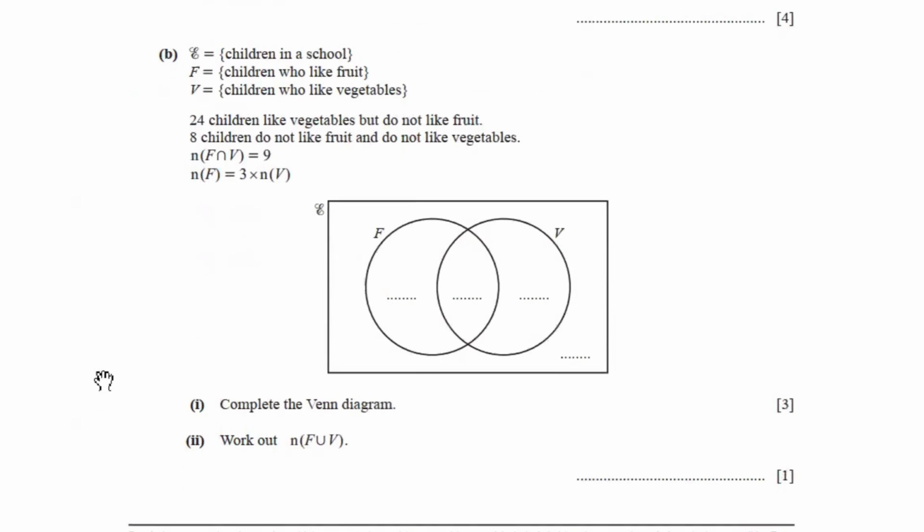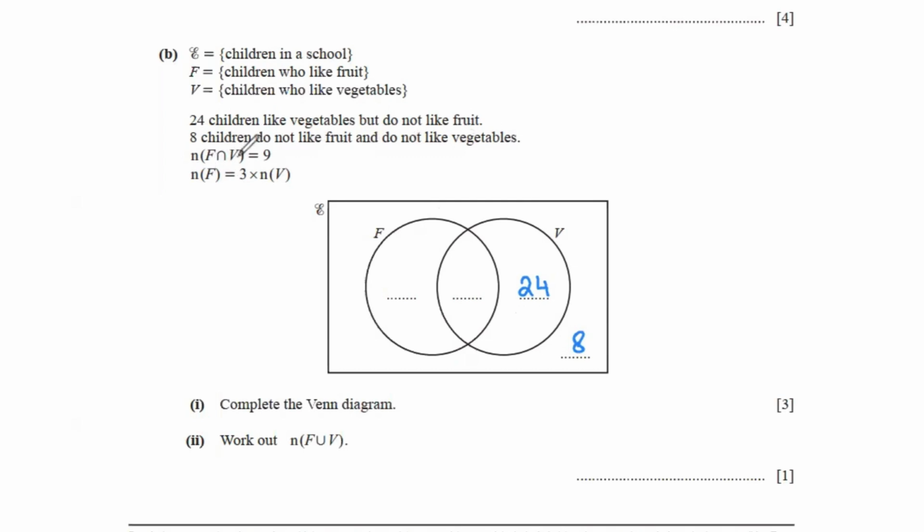Then part B says, we have a universal set where children are going to a school. F represents the children who like fruit. V represents the children who like vegetables. 24 children like vegetables but do not like fruit. So 24 comes over here. 8 children do not like fruit and do not like vegetables, so they're going to be outside the sets.